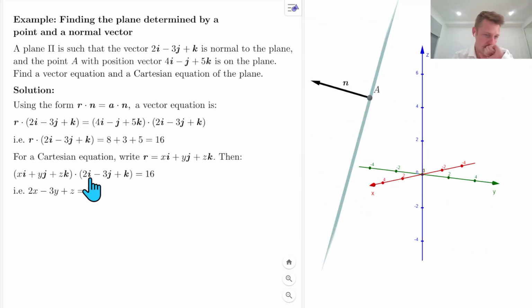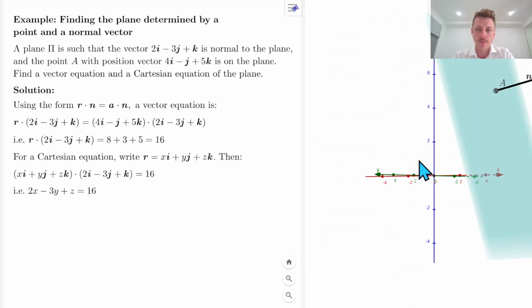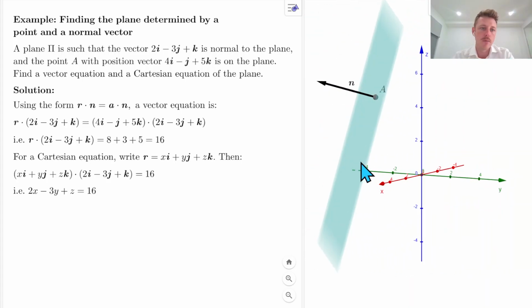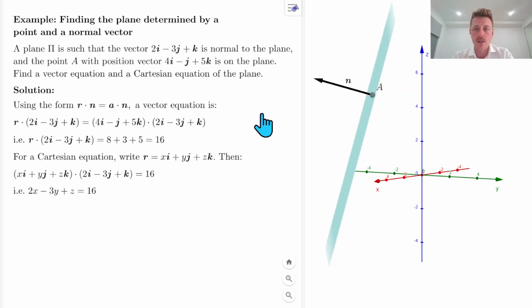Now the Cartesian equation of the plane: we know that this vector r is just xi plus yj plus zk, and so we just take the dot product between that. So just substituting that in, it's 2x minus 3y plus z equals 16, and that is this plane here in space, right? So that's how we find the plane determined by a point and a normal vector. You're given a point, you're given a normal vector, and you can find the vector equation and the Cartesian equation. Okay.